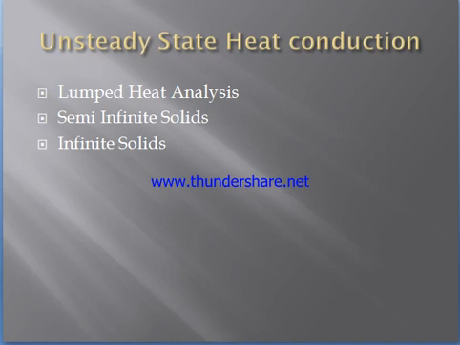How do we find out the lumped heat analysis problems? The procedure is, first we have to find out the Biot number. What is the formula for Biot number? Biot number is equal to h Lc by k. h is convective heat transfer coefficient, Lc is characteristic length, and k is thermal conductivity. So if the Biot number value is less than or equal to 0.1, then we have to use the formulas of lumped analysis. And all the formulas for these three types are in our HMT data book.